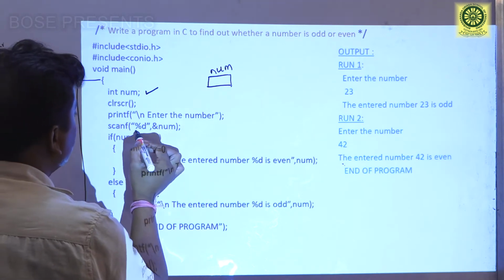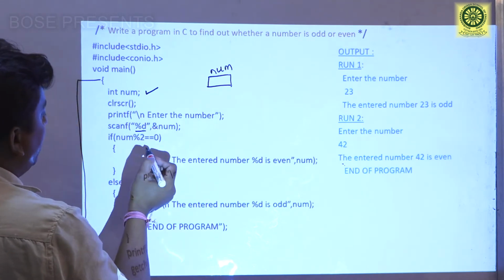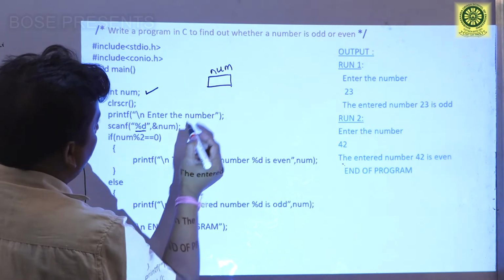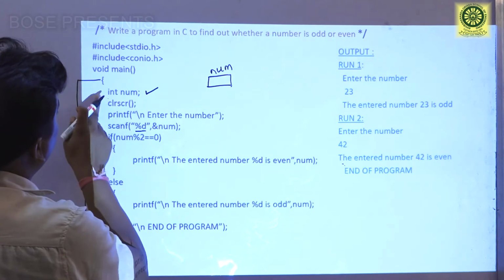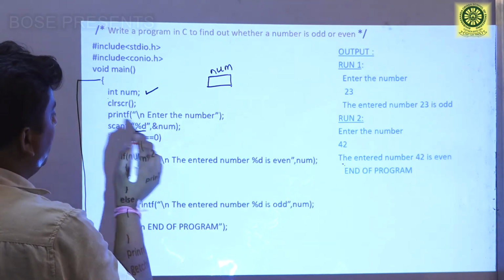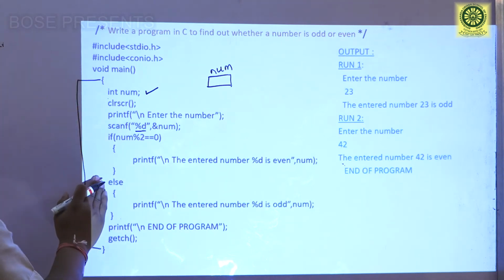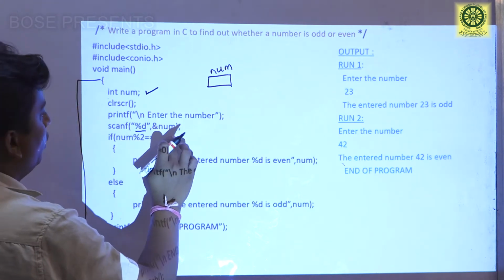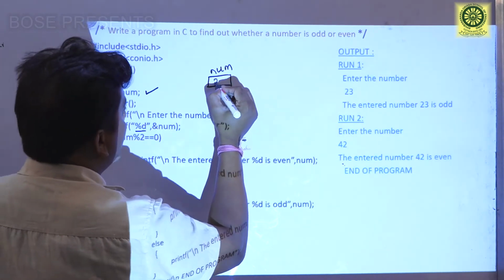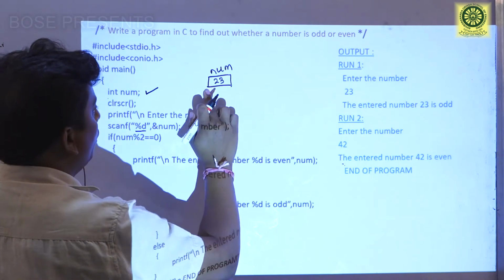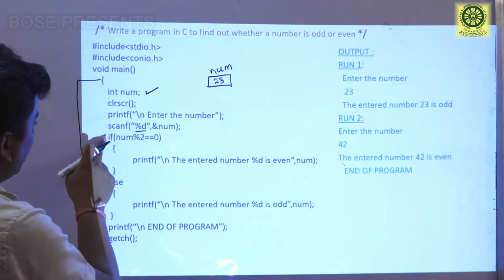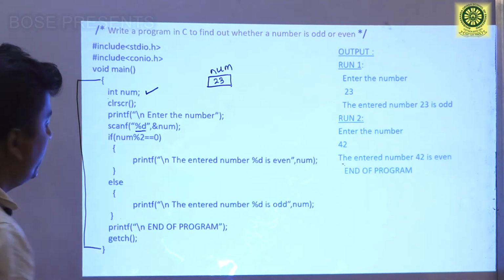Why have I written %d? Because I am going to store the number in the variable num, and num is defined as integer. So that's why I have written %d. So whatever value is given by the programmer will be stored in this memory location. For example, here I have given 23, and 23 will be stored in the memory location whose name is num. Then here I have written the if condition.